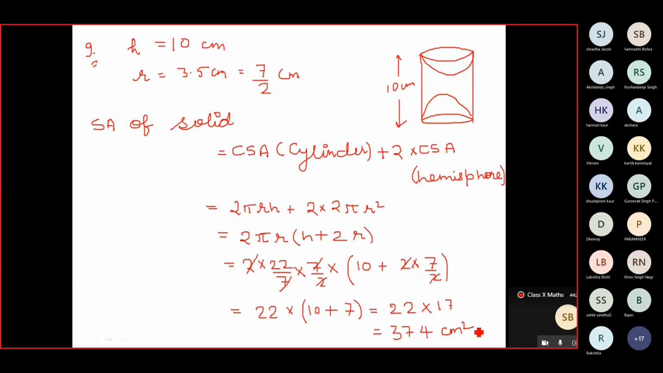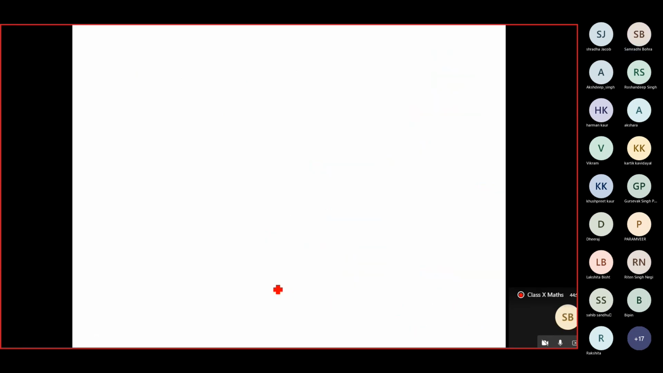Take the screenshot, note it down, whatever you want to do. Everybody has done? Shall we move on to the next one? Okay, so this is the end of this one exercise.